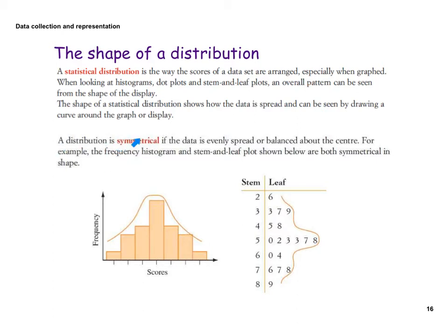A distribution is symmetrical, like here, if the data is evenly spread or balanced about the center. You can see this one here, there's a peak in the middle, and it's pretty even on each side, and the curve also shows how it looks quite uniform. Same with this one here, it's on the side, but you can see it's also quite uniform going towards the top. So both of these, as it says here, are symmetrical in shape.